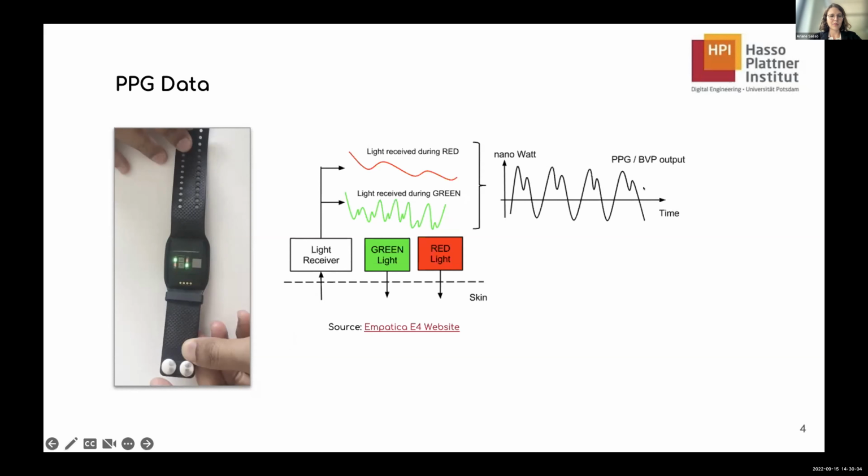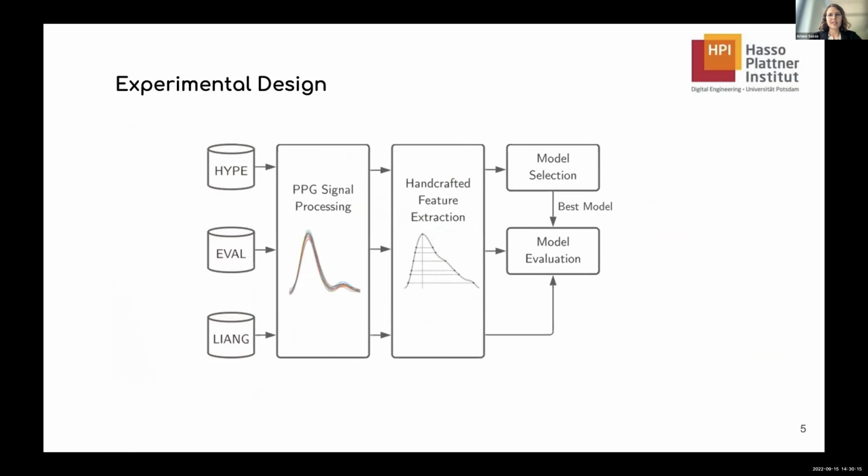In my case, I'm studying blood pressure estimation. So I'm trying to see if we can extract features from this data to actually estimate blood pressure. For this study particularly, we use 3 data sets. You can see here on the left-hand side, 3 different data sets. The first one I named HYPE. This is a data set already collected here in Germany, and the 2 other ones were publicly available data sets.